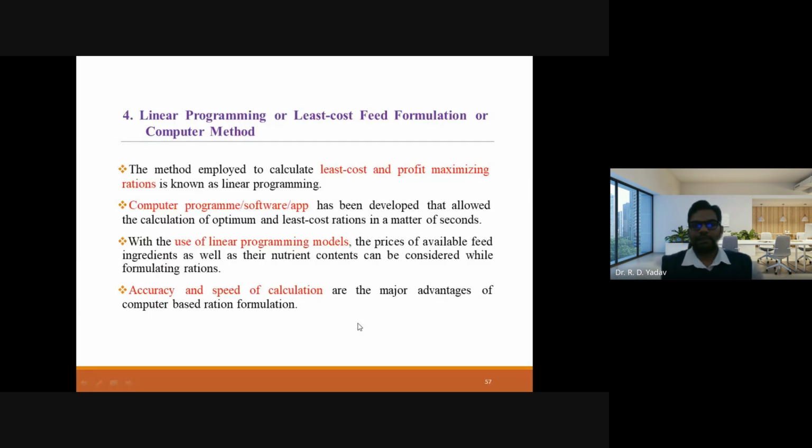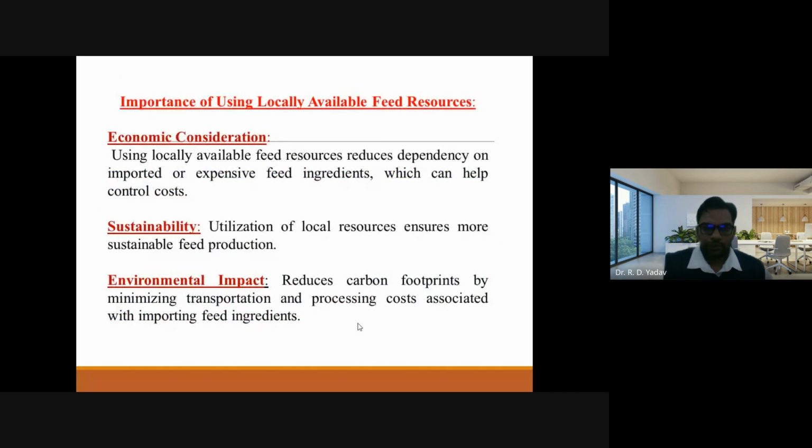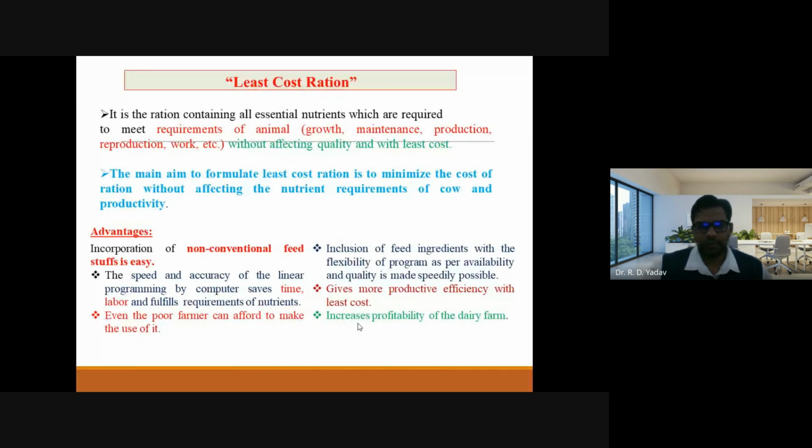Then least cost ration by linear programming method. So least cost and profit. What is the importance of least cost? To make more profit and maximize the ration. This is computer software based, so we will discuss in detail. Least cost ration: least means minimum, cost means in terms of price, and ration. So we have to give all the input requirements for growth, maintenance, production, work, etc. And this is software based.